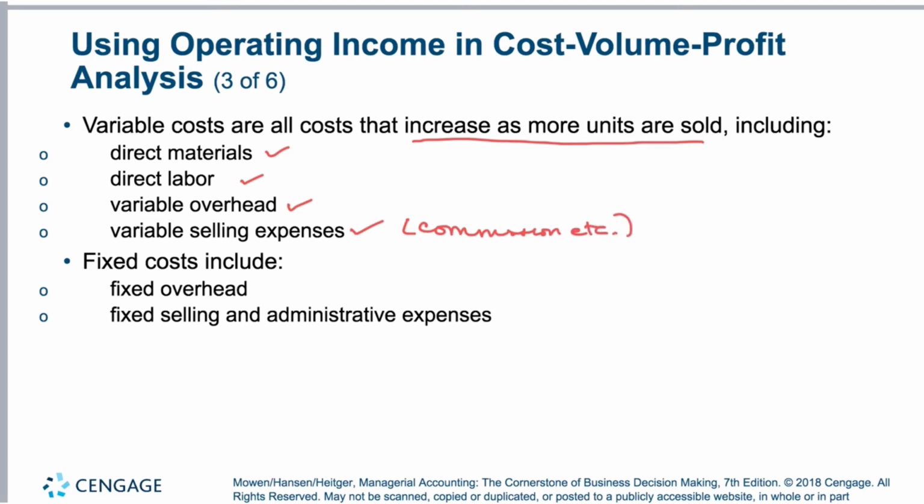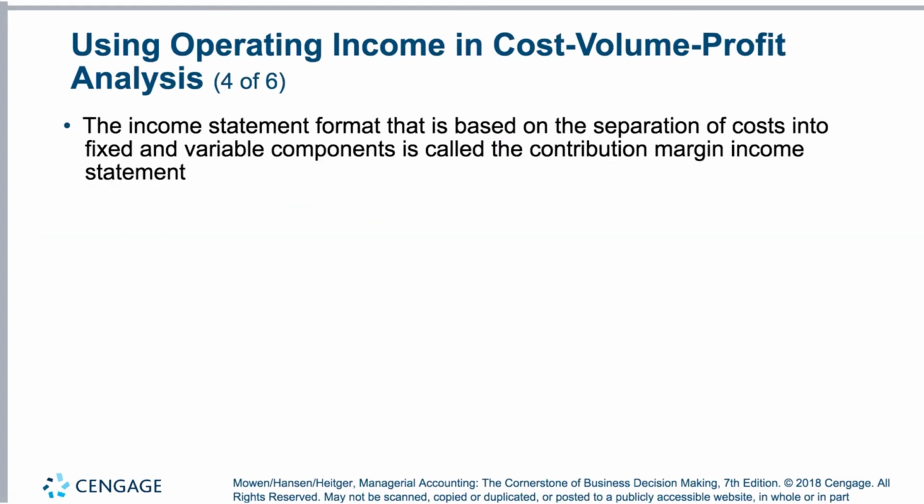Whereas fixed costs would be the fixed overhead and fixed selling and administrative, and that would be salaries and other things like that, right? So you remember this from a previous module. So it's a really important concept: you have to change the income statement from a normal financial accounting income statement into a contribution margin income statement.